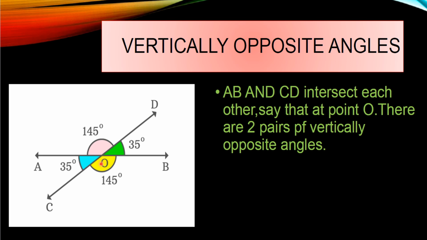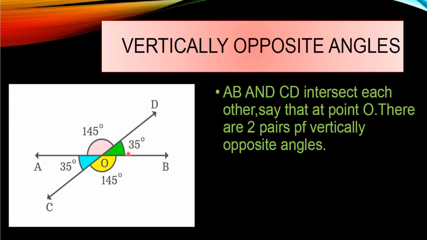Then how many angles are formed here at O? Angle AOC is one angle, angle COB is another angle, angle BOD is another angle, angle DOA is another angle. In this case, angle AOD and angle COB are said to be vertically opposite angles. Similarly, angle AOC and angle DOB are said to be vertically opposite angles.